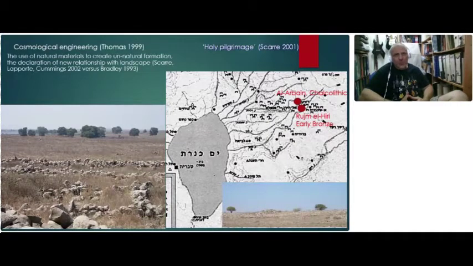the declaration of new relationship with landscape. And what we can see here is that the builders of Rujm el-Hiri and other monuments as well were using unhewn stones. They used natural material to create unnatural, complete round monument.